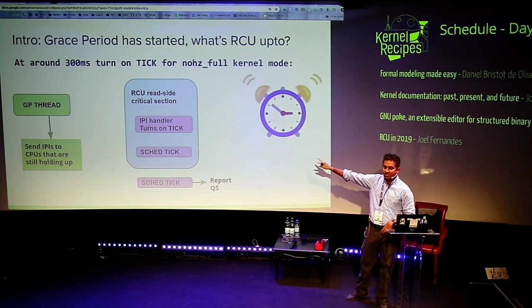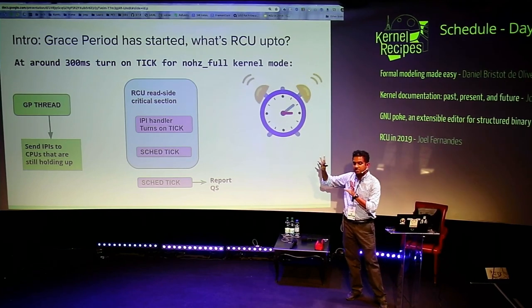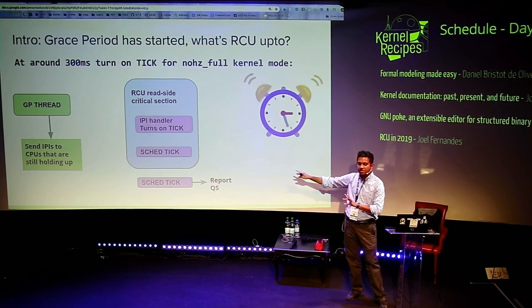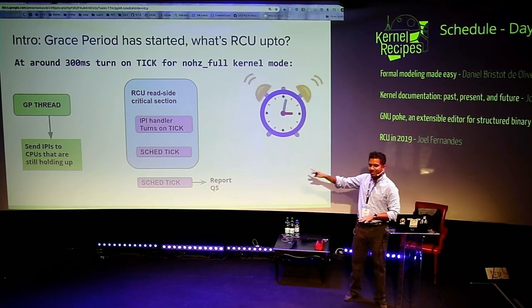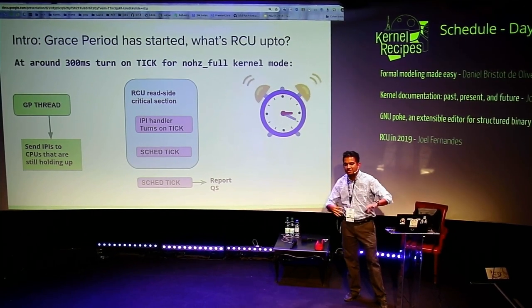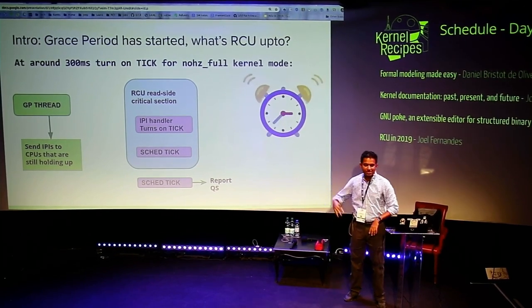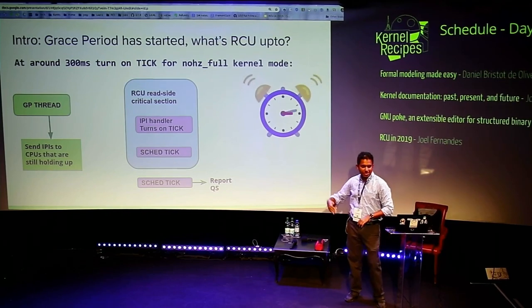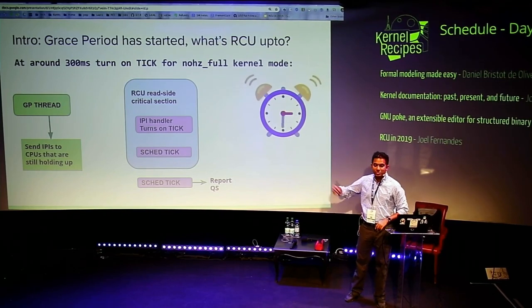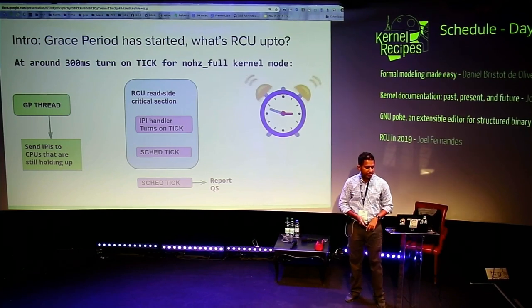And in the IPI handler, RCU knows whenever interrupts are entered into or returned from, and in RCU, we turn on the scheduler tick. We turn it back on because we're desperate to end the grace period. And that turning on of the scheduler tick actually eventually results in a quiescent state report.